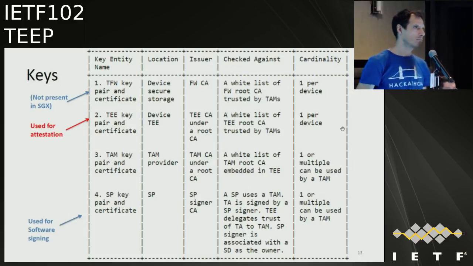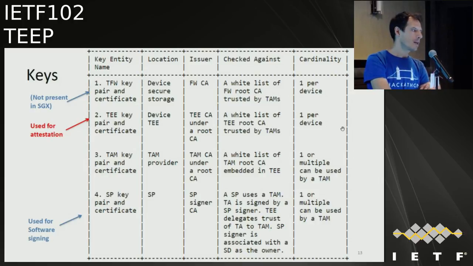This is Dave Wheeler from Intel. I'm not sure that in all cases you do have a certificate. The table may be wrong, but I may have a different opinion. Okay. But I think we need to talk through that carefully, because in some cases, in trusted firmware, I may not have a certificate associated with that key.